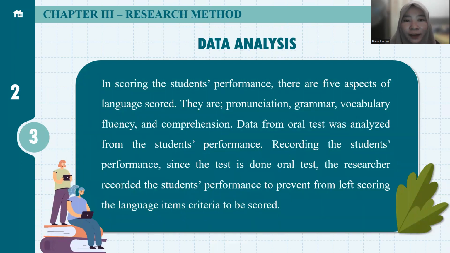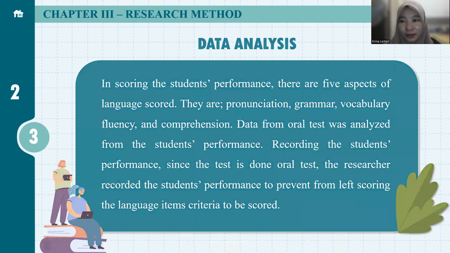So here we have data analysis. In scoring the student performance, there are 5 aspects of the language score. They are pronunciation, grammar, vocabulary, fluency, and comprehension. Data from the oral test was analyzed from the student's performance. Since the test is an oral test, the researcher recorded the student performance to prevent lapses in scoring the language item criteria to be scored.